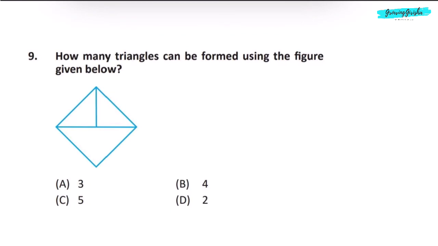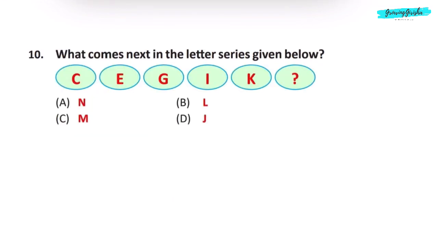Question 9. How many triangles can be formed using the figure given below? There is one triangle, two triangles, three triangles, and this is the fourth triangle. There are total four triangles. Option B. Question 10. What comes next in the letter series given below?